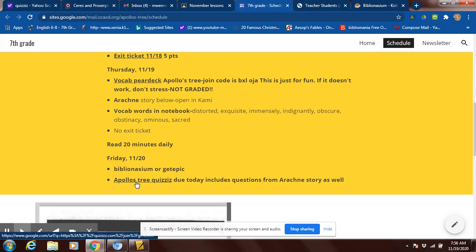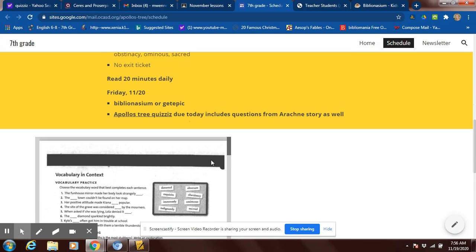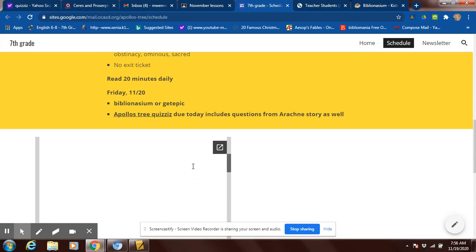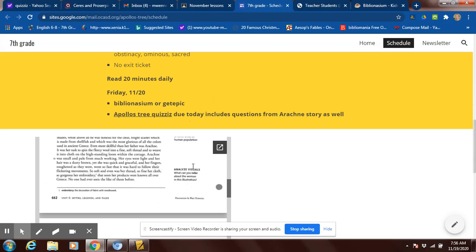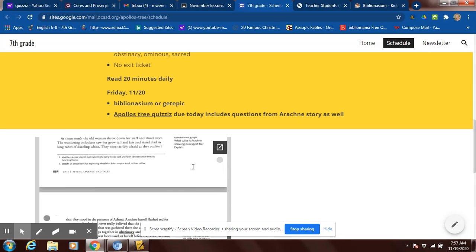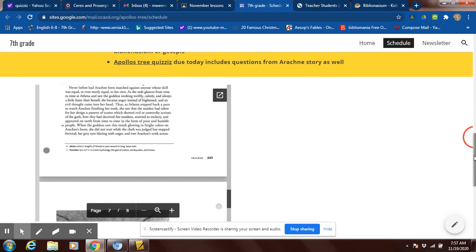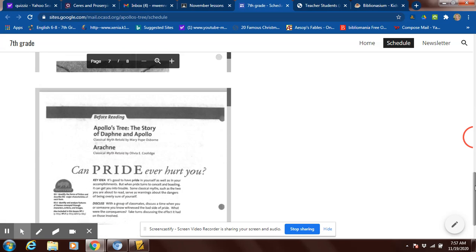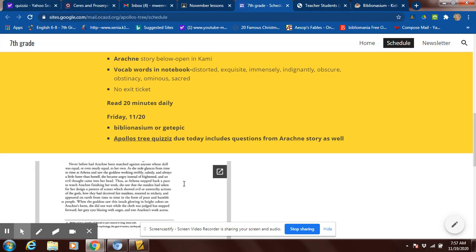So you can see that tomorrow you have an Apollo's Tree quiz. This includes both the stories, Arachne and Apollo's Tree. So make sure you read both those stories before you take this quiz. And here is the story, Arachne, if you need to hold that up. So you just click on that. And Apollo's Tree is down here. So you just click on this.